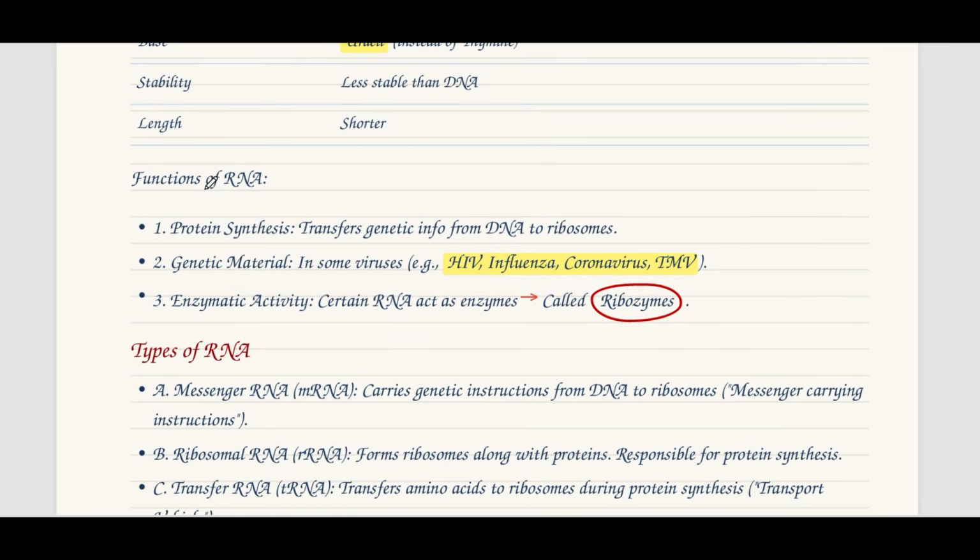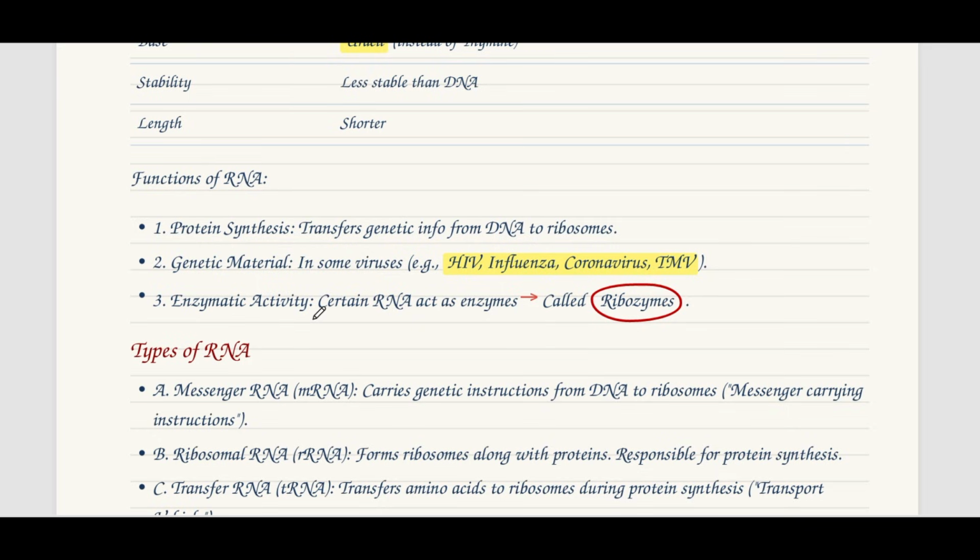What are the functions of RNA? Just remember, guys, it is very important to know everything. It helps in protein synthesis, transferring genetic information from DNA to ribosomes. Second one is genetic material. In some viruses, for example HIV, influenza, coronavirus, and TMV, tobacco mosaic virus. Our genetic material, the human being's genetic material, is DNA, but these viruses have RNA as the genetic material.